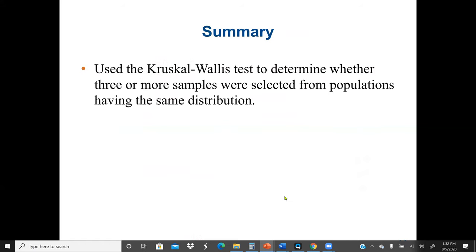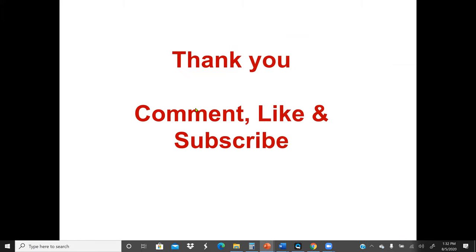So this will be the conclusion of using the Kruskal-Wallis test to determine whether three or more samples were selected from populations having the same distribution. As we said earlier, this test again uses almost the same steps as chi-square. Actually, we use the chi-square table also to find the test statistic. So first we state our H0 and HA. We identify the level of significance, which is the alpha. Then we find the degrees of freedom, which is K minus one. Then we use the chi-square distribution table to find our critical value.